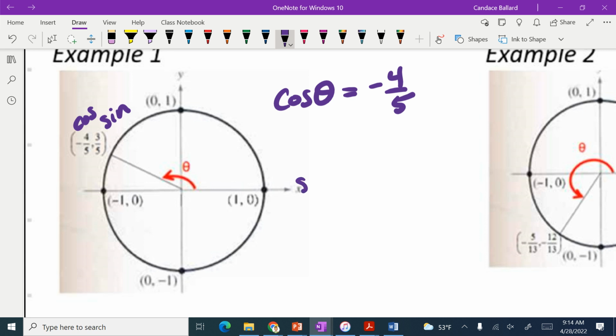I'm going to leave a little bit of a gap. I know that the sine of theta equals 3/5. And I know that I get to read it right off of the coordinates on the circle.